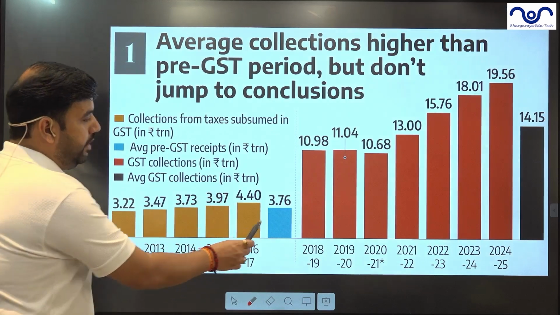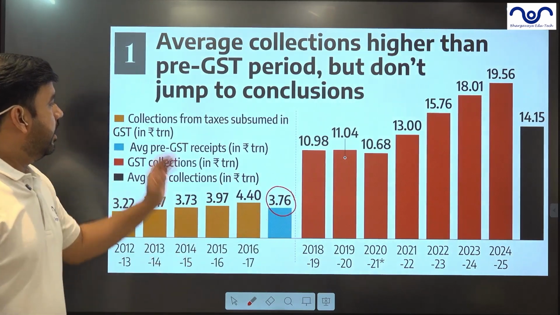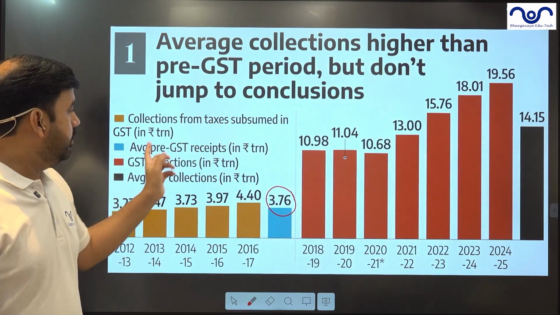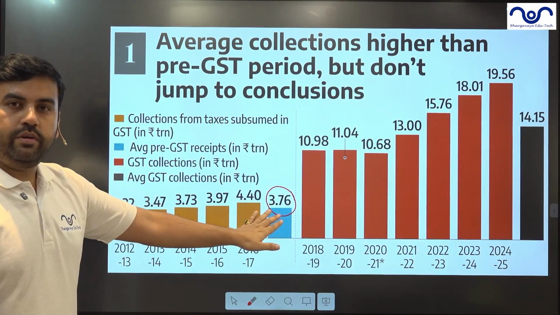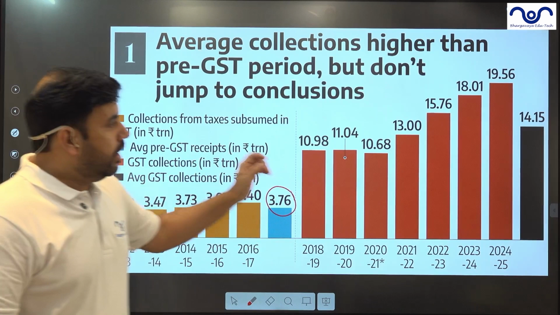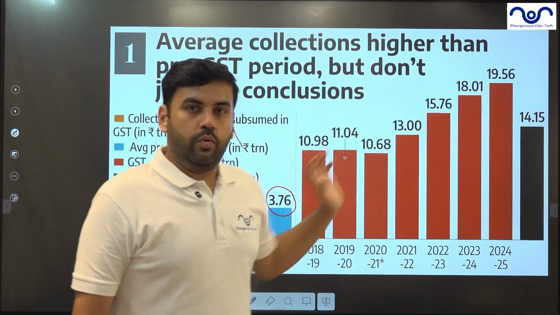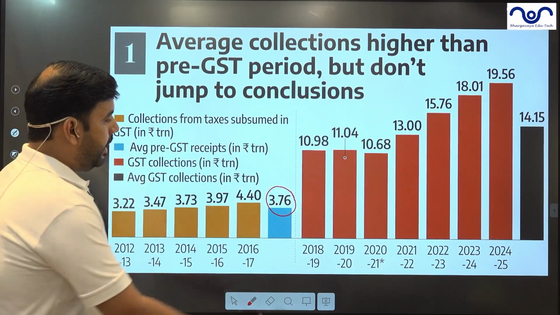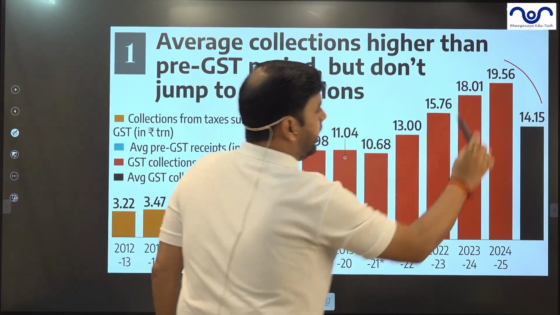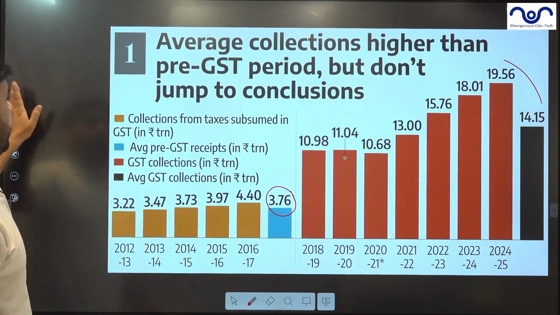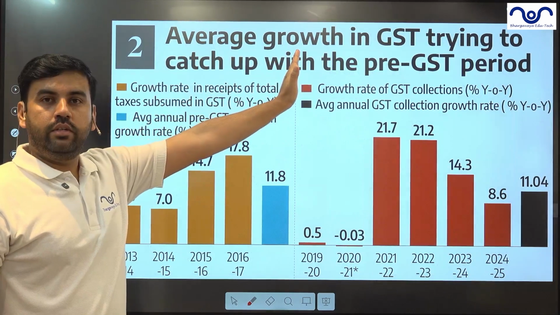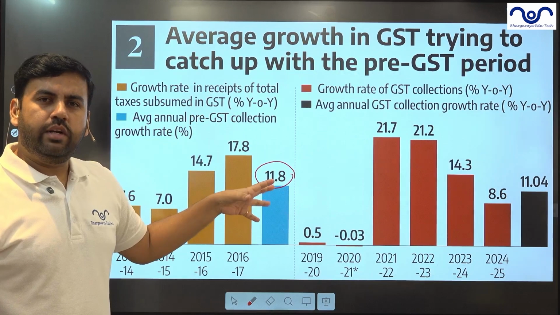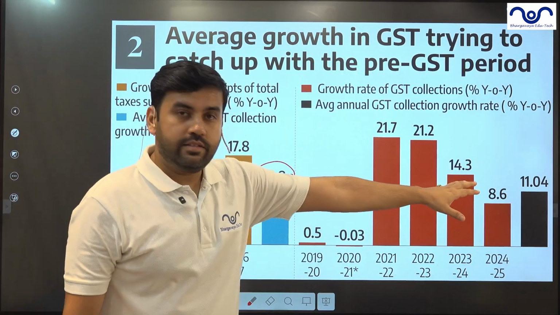So as you can see, previously the average collection from the state, the collection of this GST average, pre-GST, is 3.73 lakh crore. Now it has increased to 14. Overall the average has increased, but it has declined here, right? Then average growth, that is growth rate of GST, was growing on average at 11.8%. The growth rate has declined.